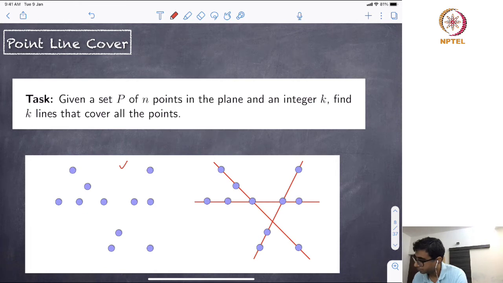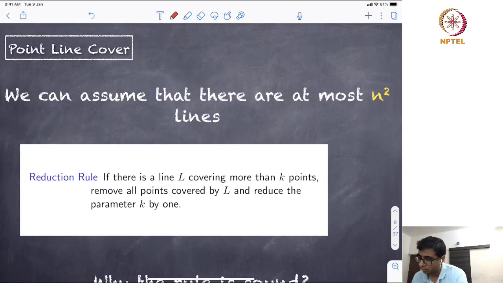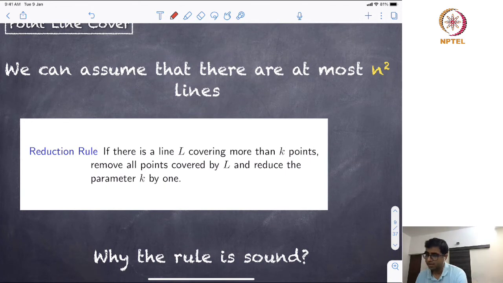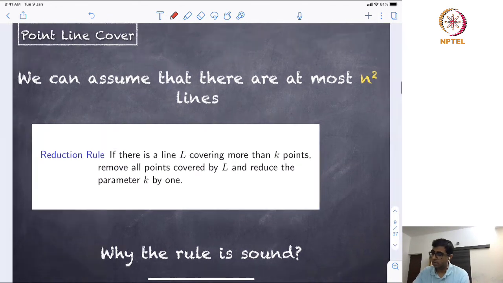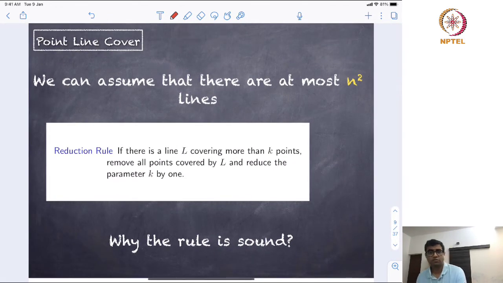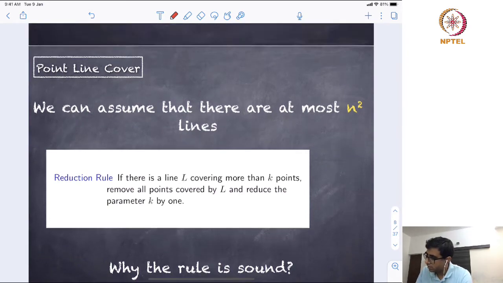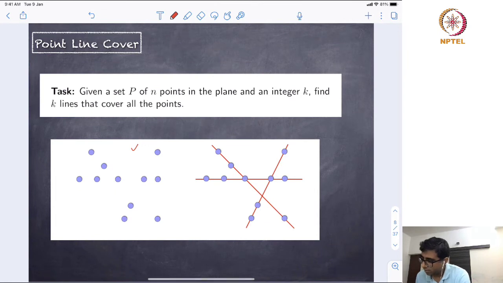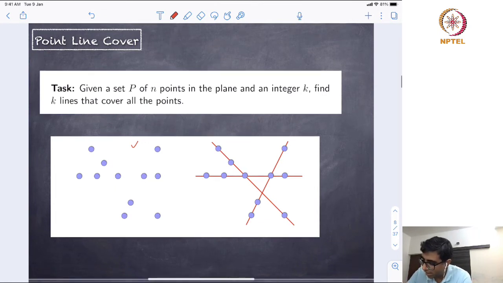Now, we can also assume that there are at most n squared lines. Why? Because, why do you care about a line just containing 1 point?